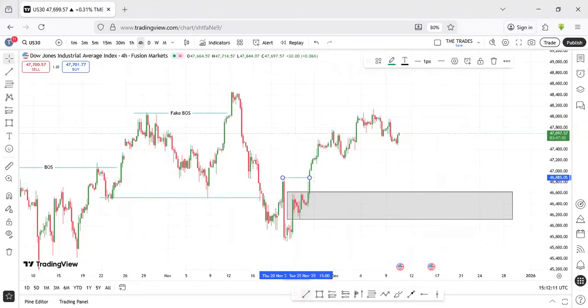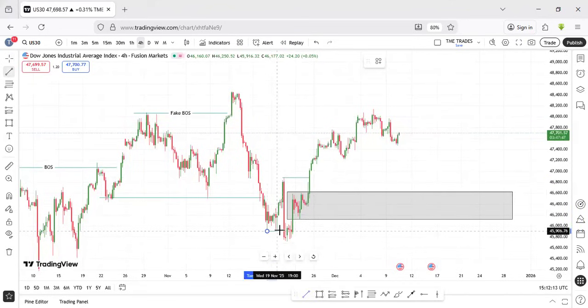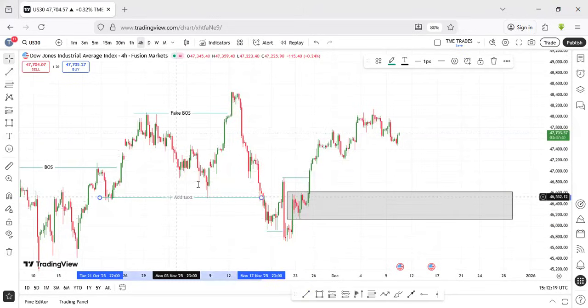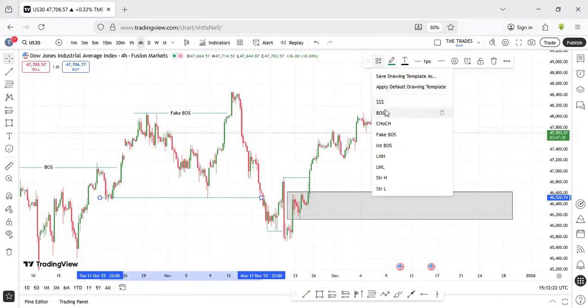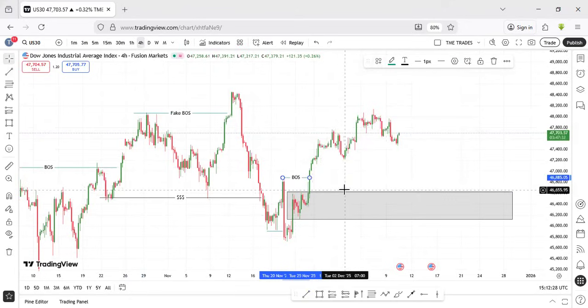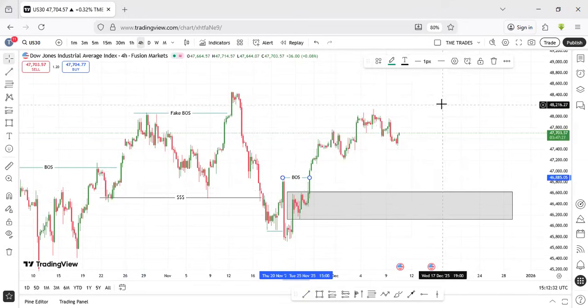Why? Because we can see that this low swept the liquidity before this break, and this low entirely swept this particular internal liquidity, right? So this is a valid break of structure. So since we have this break of structure, what do we have? We now want to see the market continue moving to the upside.